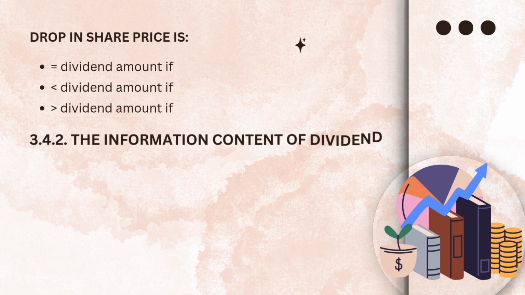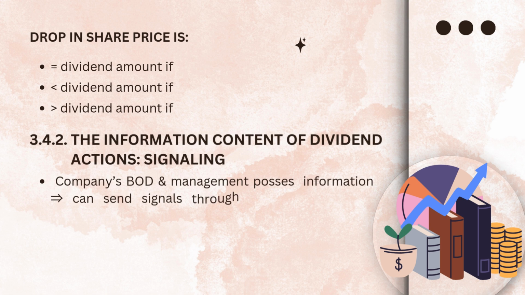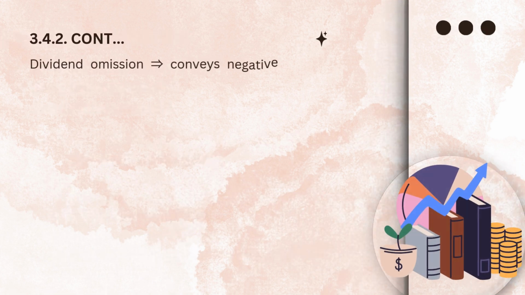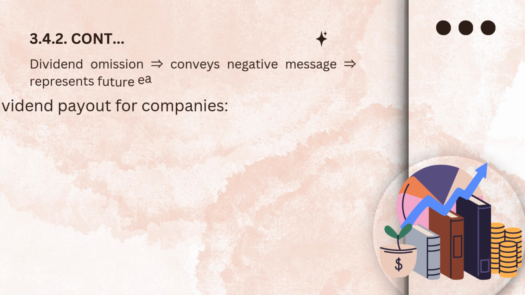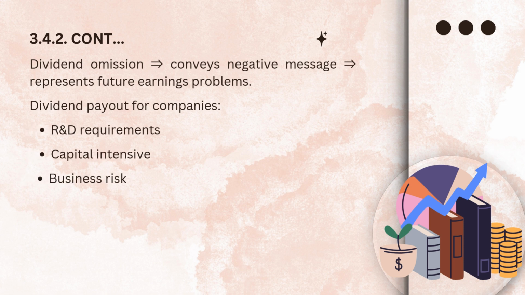3.4.2 The information content of dividend actions: signaling. Companies' boards and management possess information and can send signals through dividends regarding company performance. Dividend initiation conveys a positive message, representing future earnings and share price growth. Dividend omission conveys a negative message, representing future earnings problems. Dividend payout varies for companies with R&D requirements, capital intensity and business risk.